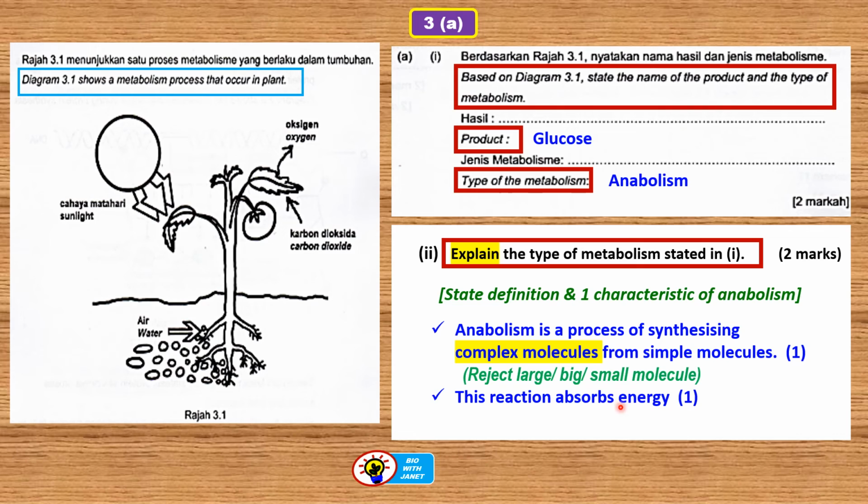Next, this reaction absorbs energy. So these are the 2 key points here. Always take note, the keywords must be in: synthesizing complex molecules, simple molecules. If you just mention that anabolism is a process of synthesizing complex molecules, it may not be enough. The complete definition is from simple molecules. This part is also important. And then, this reaction absorbs energy. You cannot just say this reaction needs energy. You must mention absorbs energy, which is better.